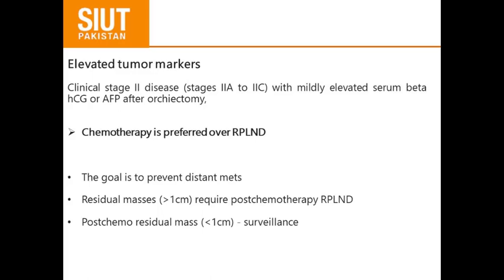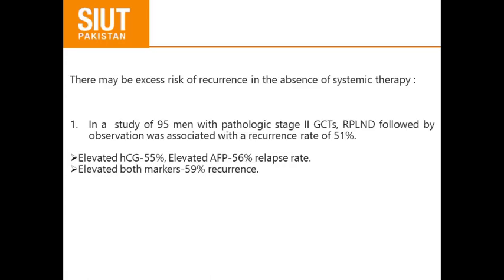So there may be excess risk of recurrence in the absence of systemic therapy, which was shown in a study in which there were 95 men with pathological stage 2 germ cell tumor. RPLND followed by observation was associated with a recurrence rate of 51%. In cases where there was increased beta-HCG, recurrence was 55%. With elevated alpha-fetoprotein, the relapse rate was 56%. In case of increase of both tumor markers, the relapse rate was 59%.